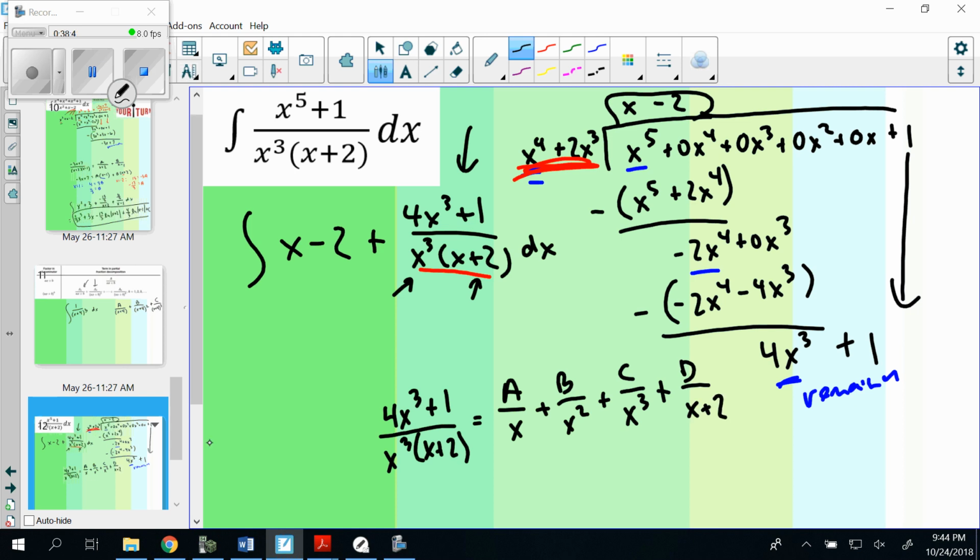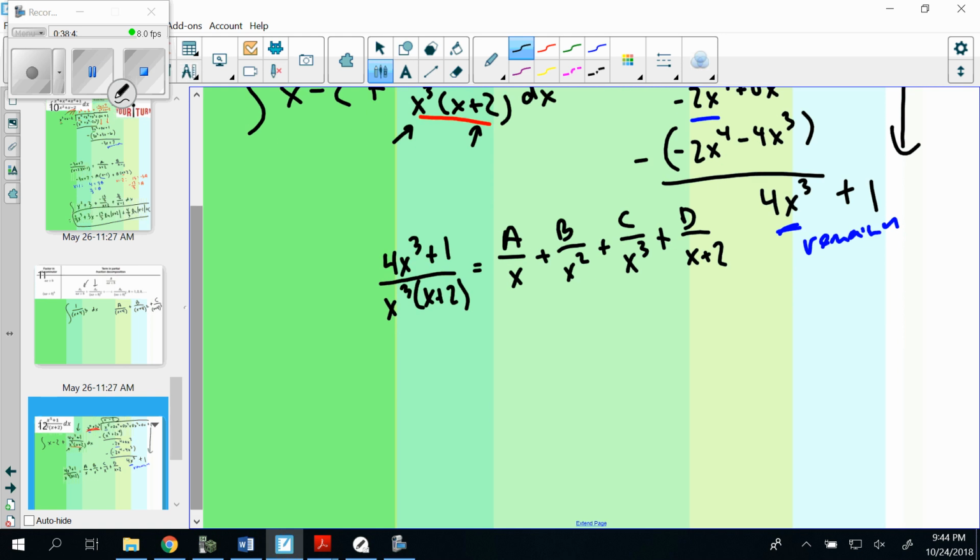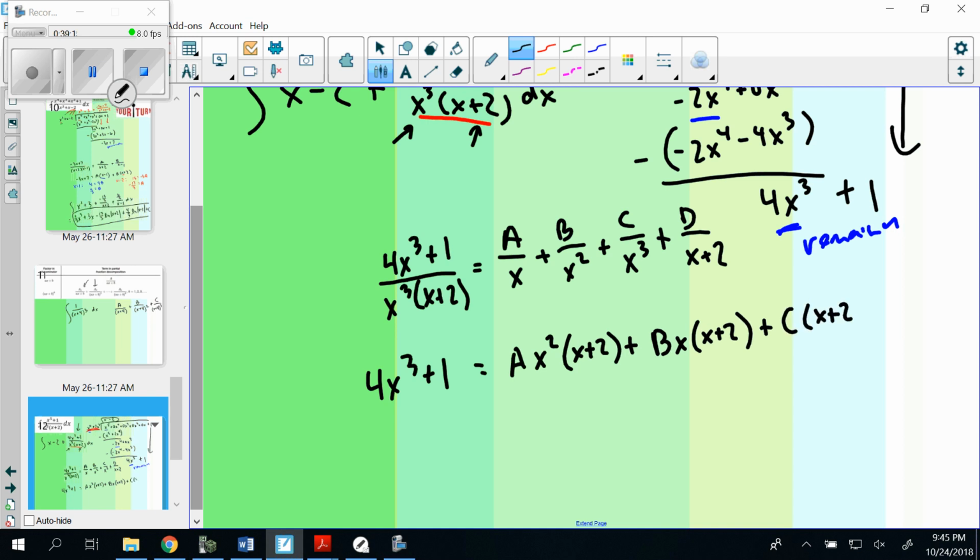Okay, so now we know if we multiply by the other ones, it should equal this out. So if you get the common denominator here, this first one, A, would have to get multiplied to get a common denominator by an x squared, and it would need the x plus 2. The B one would need one additional x, plus it would also need the x plus 2. The C one already has x cubed, all it needs is the x plus 2. And the last one, the D one, would just need the x cubed to get a common denominator.